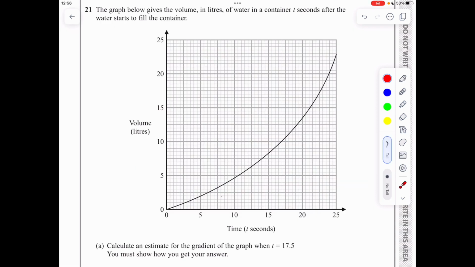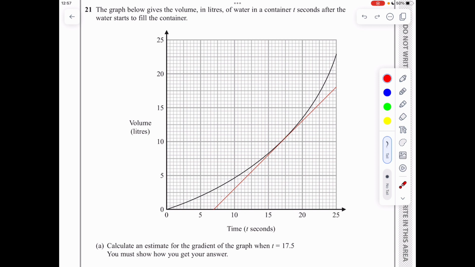In 21, we're given this graph that shows the volume in liters of water in a container t seconds after the water starts to fill the container, and we need to estimate the gradient when t is 17.5. 17.5 is here, so when we are asked to estimate the gradient, we need to draw the tangent, which is a line that just touches upon this point. So each one of us will draw a similar, not necessarily identical line. I've drawn my line here, there it is, it's just touching at this point here.